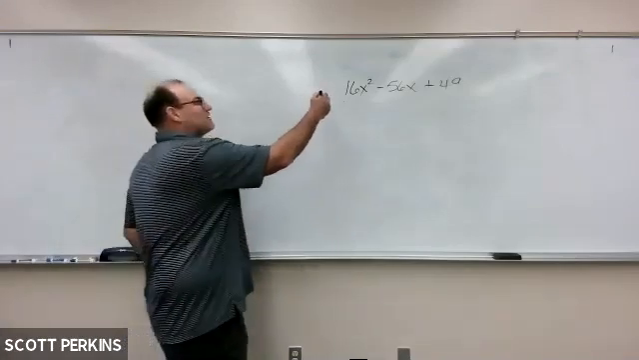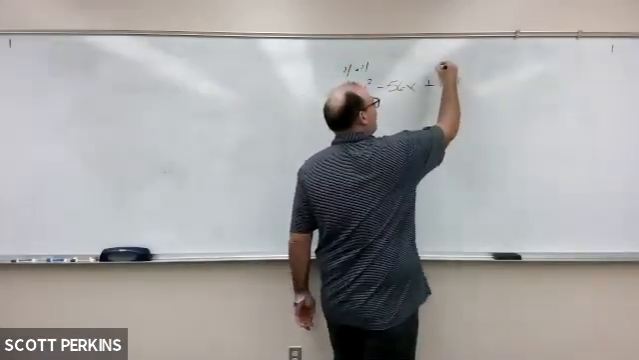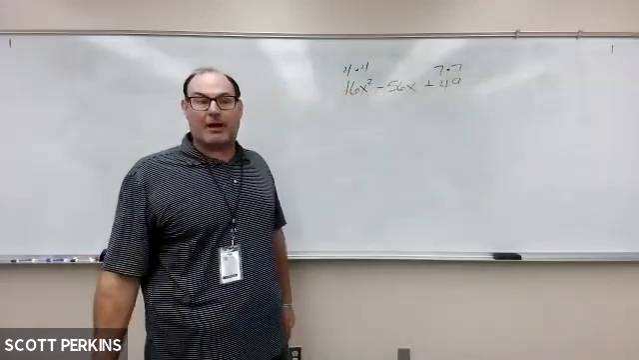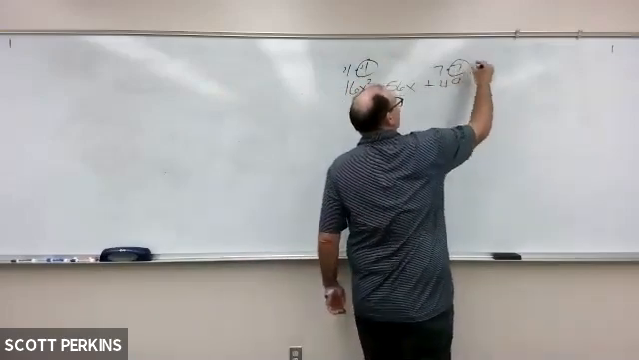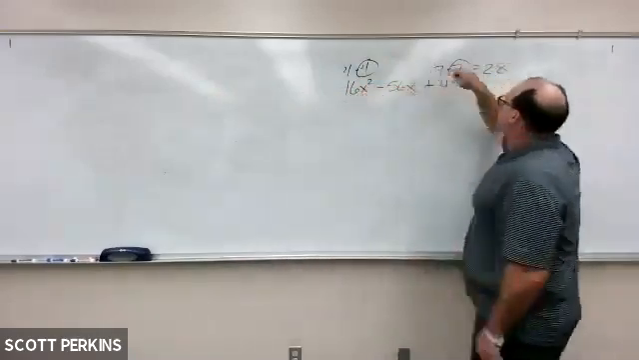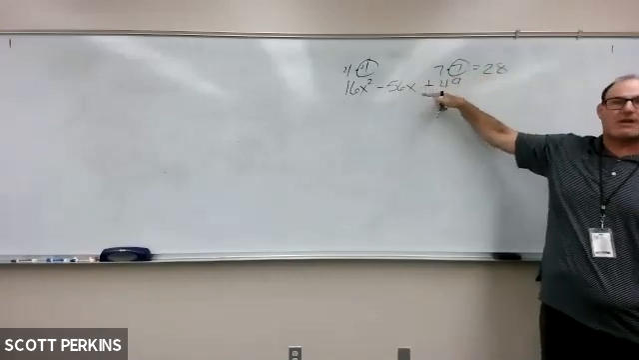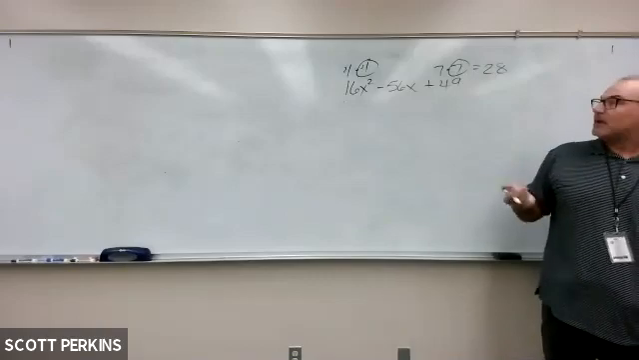So 16x squared, 16 is 4 times 4. 49 is 7 times 7. So then the shortcut is this: 4 times 7. 4 times 7 is 28. Is this half of my middle? Yes. So it is a trinomial square. So you can use the shortcut.